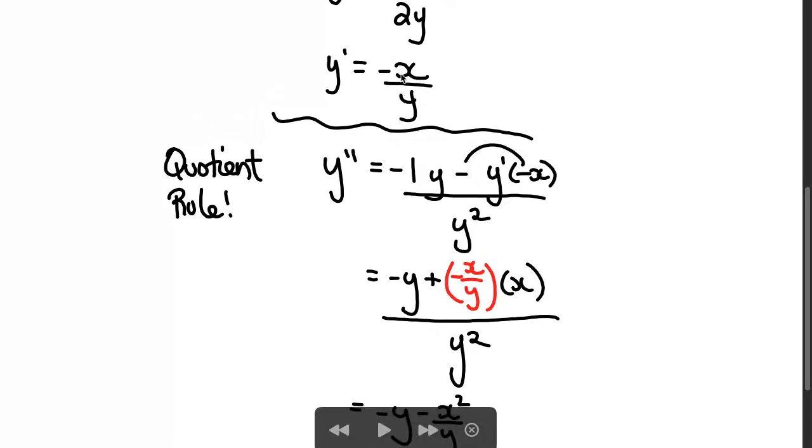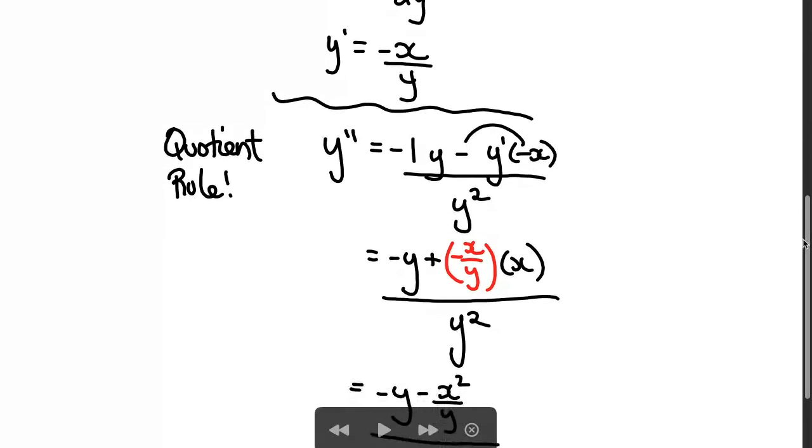So the derivative of negative x is negative 1 times my bottom, which is y, minus the derivative of my bottom, y. Well, the derivative of y is y prime, times my top, which is negative x. And then I'm going to square my bottom, which is y squared.